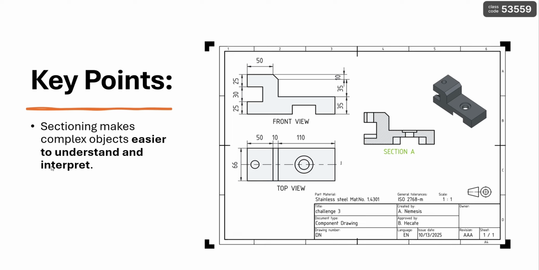Sectioning makes complex objects easier to understand and interpret. Looking at this section, we can see that if we cut this area, we understand that there is a hole here. And also in here, there's a hole or a hollow, also this part and this part. The parts which have the hatching are the solid parts, while those areas without hatching are the areas that are hollow. Those are not solid areas.